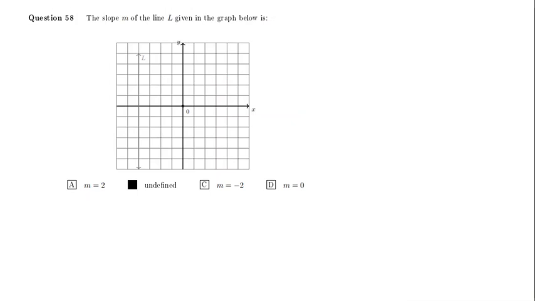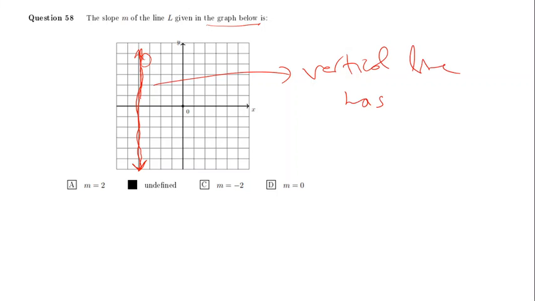So the slope m of the line given in the graph below is, okay, let's see the line. The line L is here, so it's asking us to find the slope of this line. This is a vertical line, and you can say the vertical line has no slope, or we say the slope is undefined.